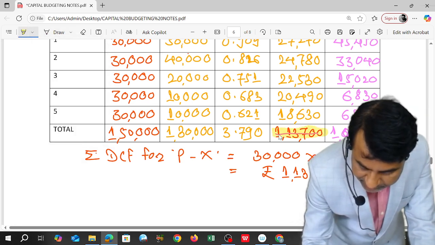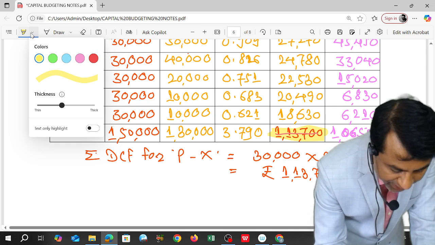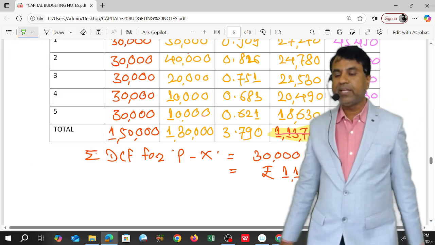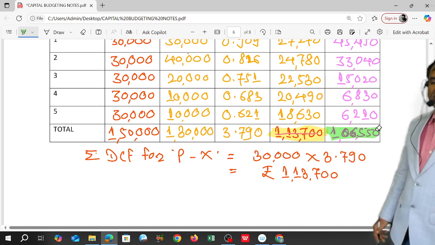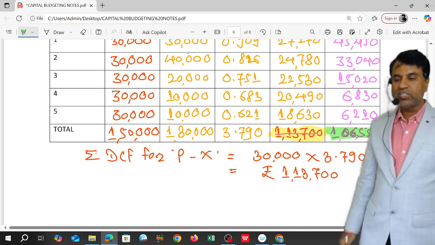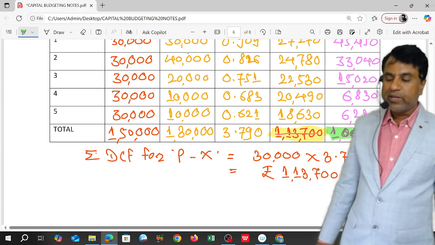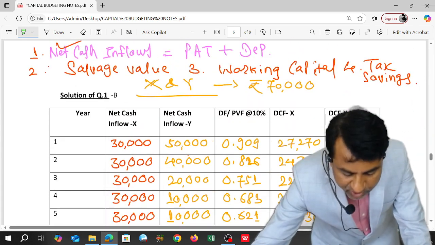So this is 113,700, and if you check Y, that is coming 1,06,550. So this is on screen the total summation of discounted cash inflow. You can check it out here, we have just done the total there. Obviously this should be compared with the cash outflow which is given in the question, 70,000.